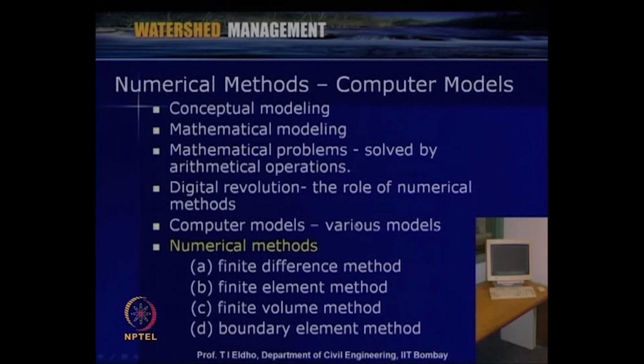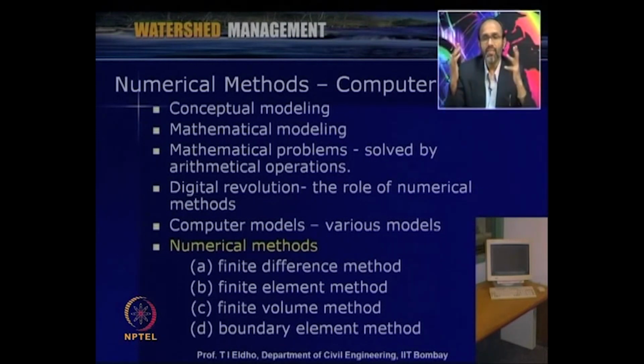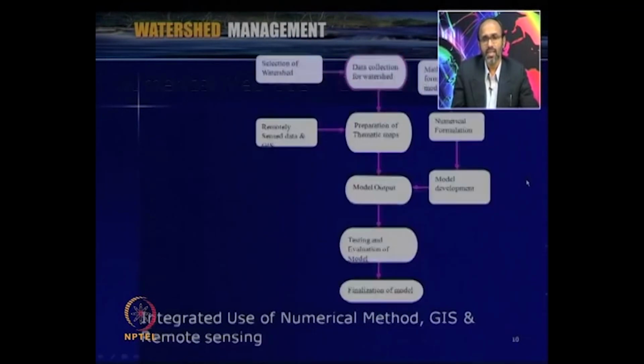As we discussed, a number of computer models are available depending upon the requirement, the data availability or the computer facility. We can choose particular models in 1 dimension, 2 dimensions or 3 dimensions, depending upon our objectives. The numerical methods include the finite difference method, finite element method, finite volume method or boundary element method. A number of methods are available as far as numerical methods are concerned.